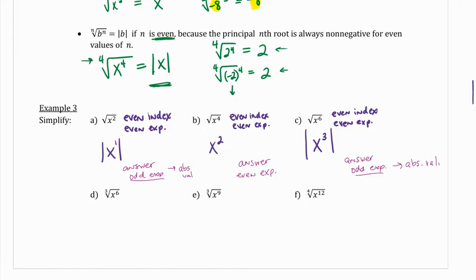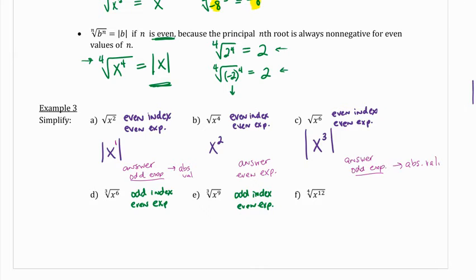Okay, so our next few, let's look at the same thing here, but this time we've got a couple different indices. On these two, our index is odd, right? So I've got an odd index and an even exponent. In this one, I have an odd index and an even exponent. Since our index is odd on these two, we don't even have to think about the absolute value. It doesn't matter, right? You only have to think about that on the even index.